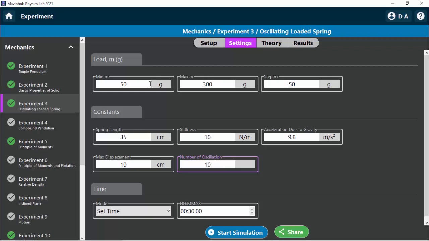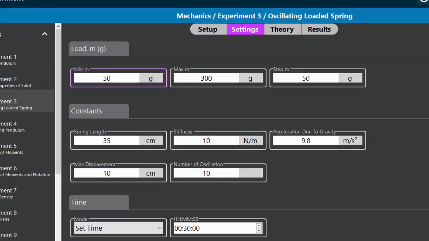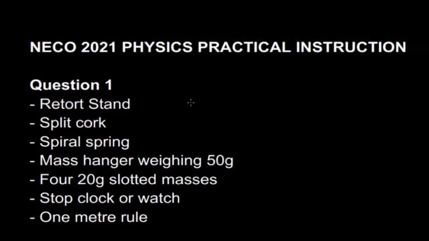Now this section is determined by the information provided by NECO. So let's take a look at the information provided by NECO. Here we've got the information. We were told that the weight of the mass hanger is 50 grams, and we've got four masses, altogether making 80. So the minimum weight we should have is 50, and the maximum weight is 50 plus 80, which is 130. So let's go to the simulated environment.